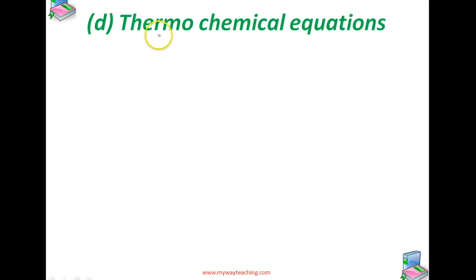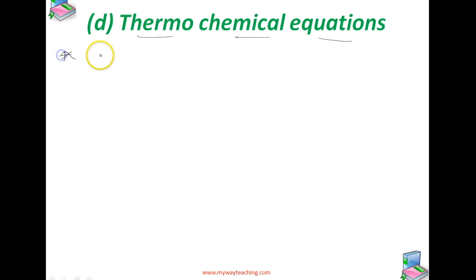The next one is thermochemical equations. What we are studying: enthalpy change, delta RH of a reaction, reaction enthalpy. First we have studied standard enthalpy of reaction, enthalpy changes during phase transformations, the third one is standard enthalpy of formation, and the fourth one is thermochemical equations. A balanced chemical equation together with the value of its delta RH is called a thermochemical equation.